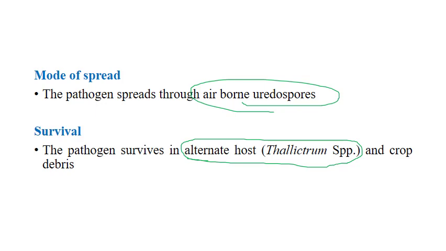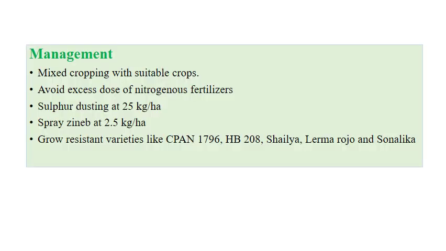It can survive on crop debris. Coming to the management aspects, mixed cropping with suitable crops is one management practice, along with avoiding excess doses of nitrogenous fertilizers and sulfur dusting at the rate of 25 kilograms per hectare. Spraying Zineb at the rate of 2.5 kilograms per hectare can also be recommended, and some resistant varieties can be developed against this leaf rust. CPAN 1796, HB208, Shailaja, Lerma Roja and Sonalika are the recommended resistant varieties against this leaf rust.